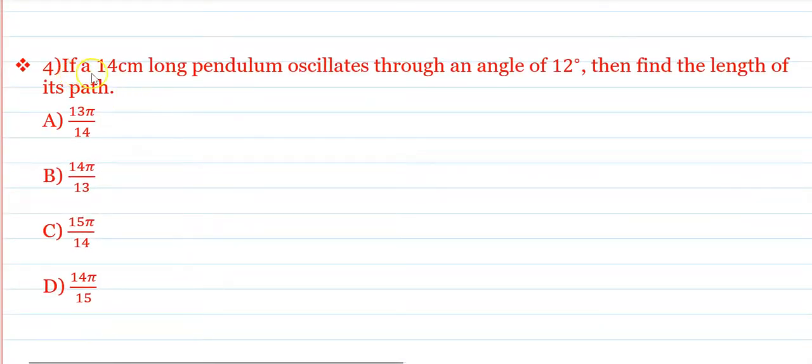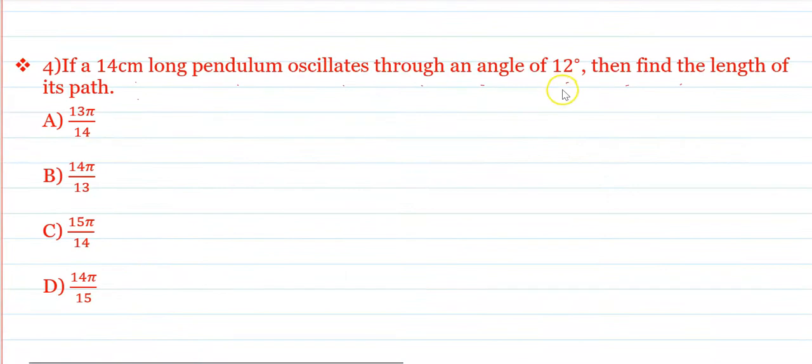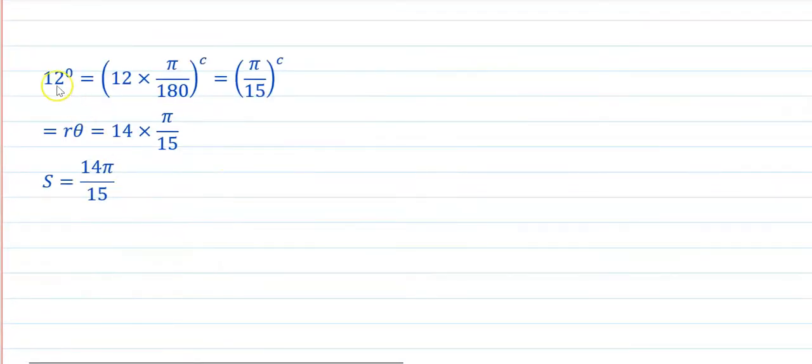Now the next, if a 14 centimeter long pendulum oscillates through an angle of 12 degree, then find the length of its path. To find out the length of its path, first we will convert this angle in radian. That is 12 degree is equal to 12 into pi upon 180, and if we simplify, then you will get pi upon 15 radian.